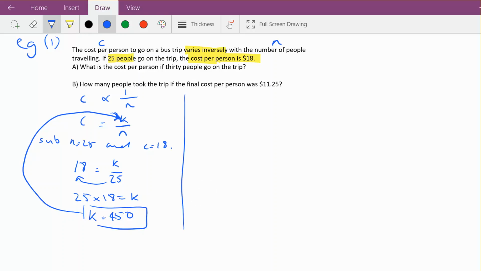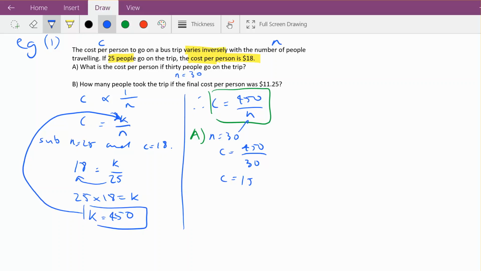Go and put this back up in here. We haven't done part A yet. We need to find this to be able to do part A. We get C equals 450 over N. This is our equation we are going to use for part A and B. In part A, it says, what is the cost? So find C when N equals 30. C equals 450 divided by 30, C equals 15.